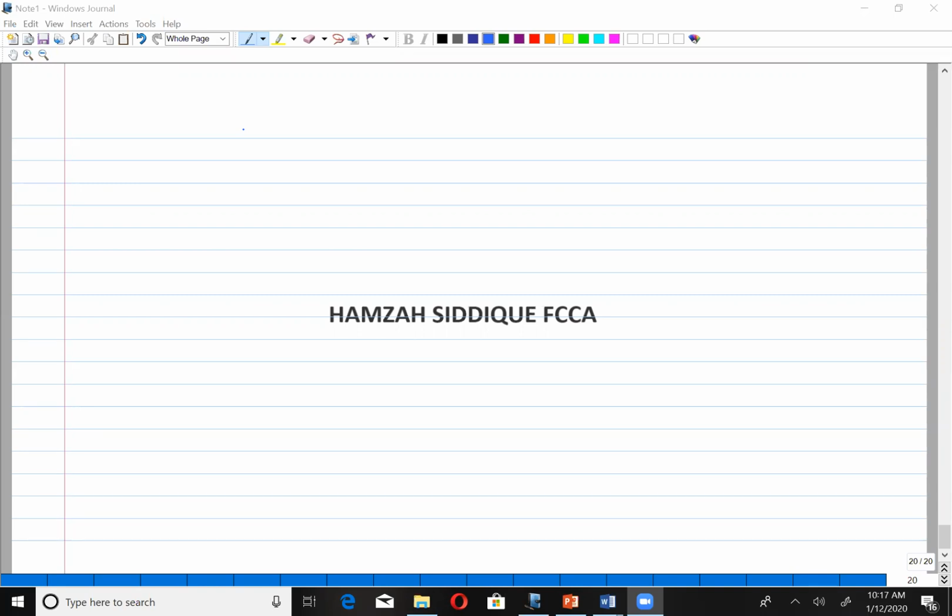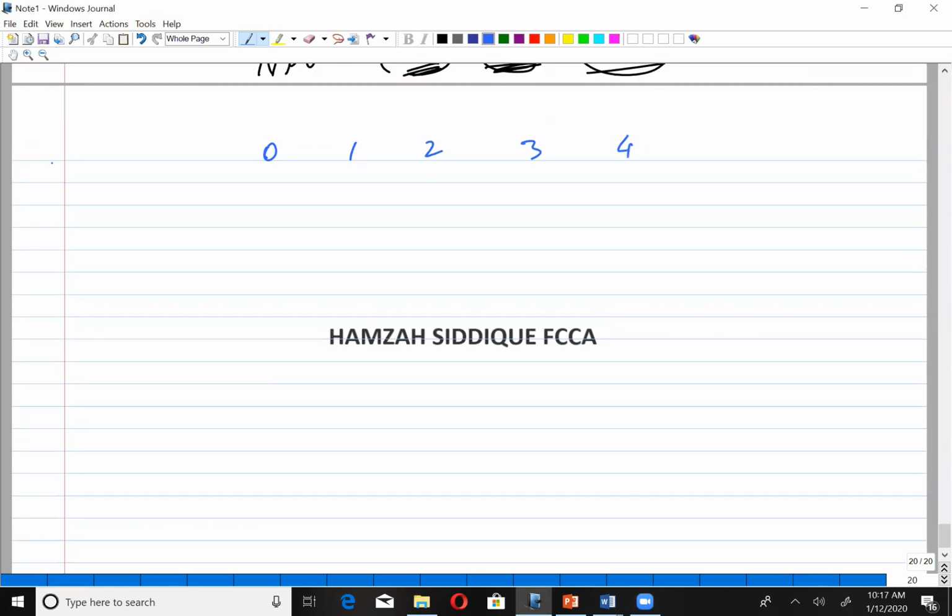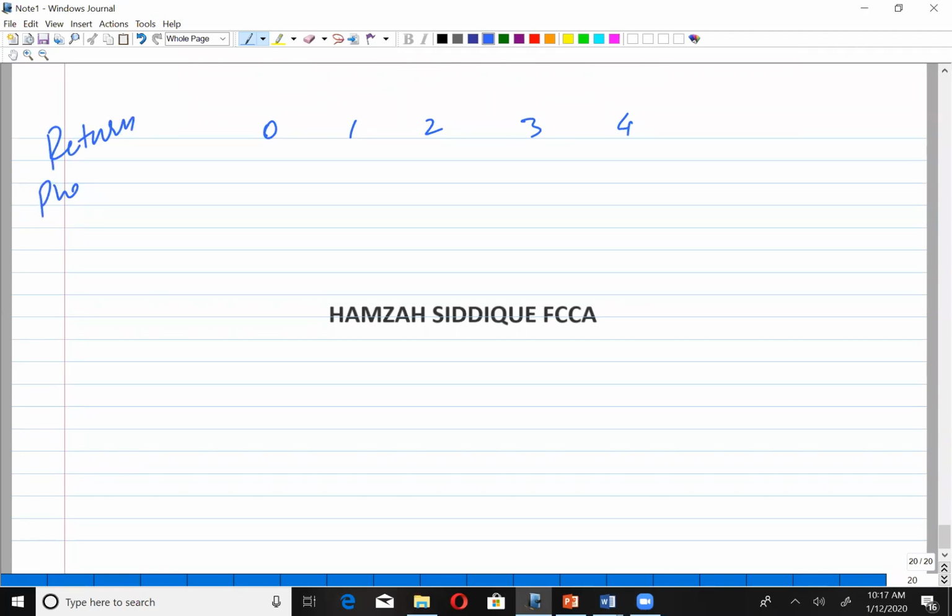So students, just see here. If the cash flows are like that, the issue is with the return phase. What is return phase actually? I will try to explain that first.